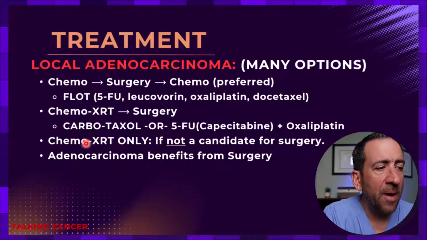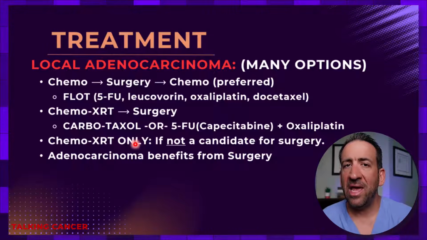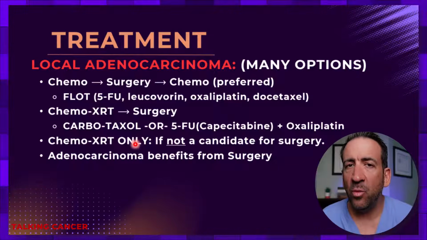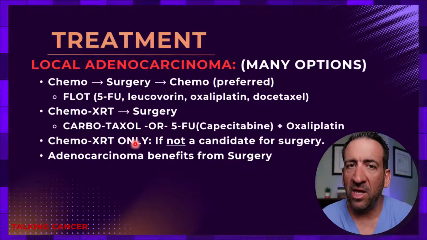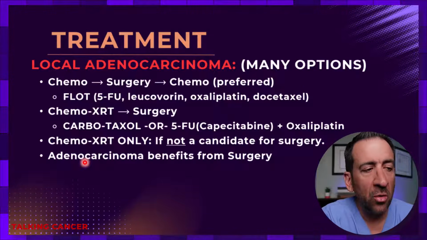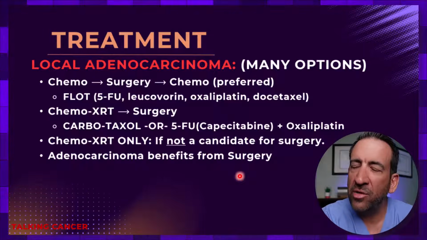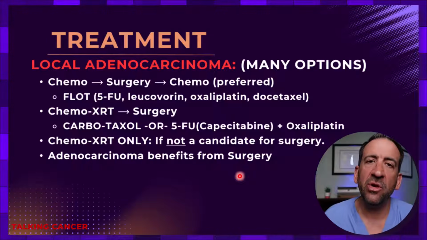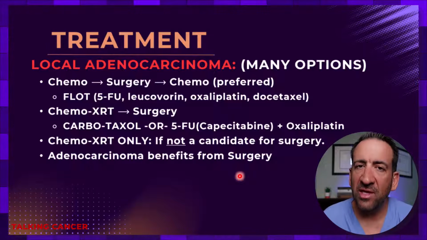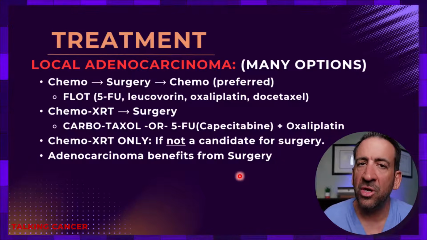Now, sometimes the other option is chemoradiation only. So for example, maybe you're older, maybe you're not a candidate for surgery. Sometimes patients do not want surgery. So in these cases, we may only recommend chemotherapy and radiation, and we're done. But I do have to tell you that as a general rule, just know that adenocarcinoma tends to benefit from surgery. Okay, remember I told you there are differences. And the take-home message here is if you have an adenocarcinoma of the esophagus, surgery tends to be very important. Okay, so keep that in mind when you're having that discussion with your doctor.